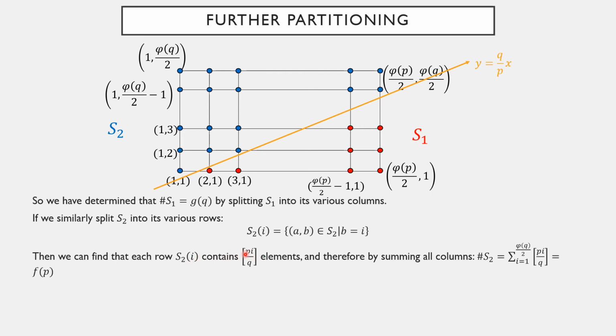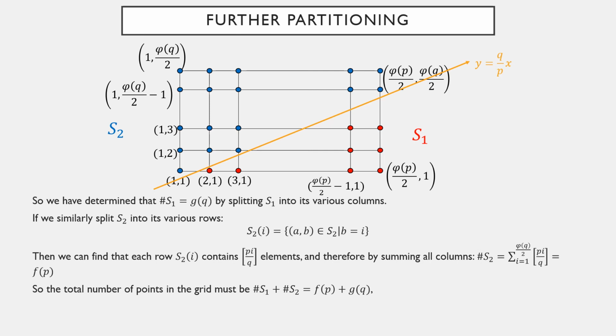So if I add up across all the rows, the number of points in S2 total will be the sum of all of the rows of how many points are in that row. But this sum is exactly f of p from Eisenstein's lemma. Now the line missed every point in the grid. So the number of points in the grid is exactly how many points are below the line plus how many points are to the left. There's no double counting here because I never actually hit a point.